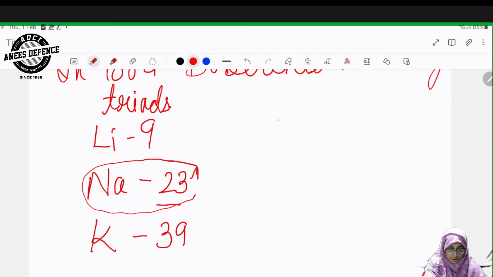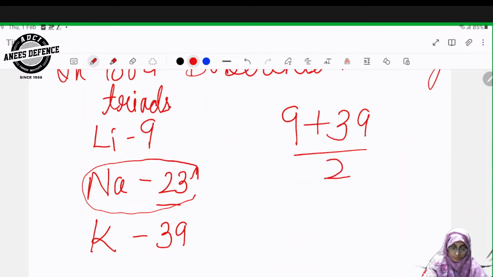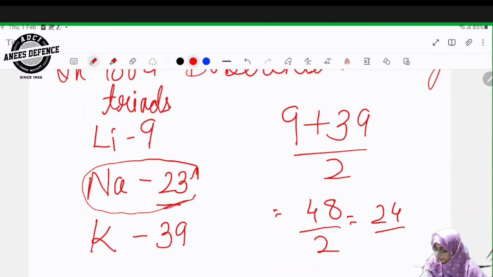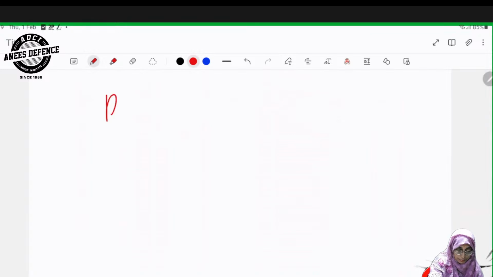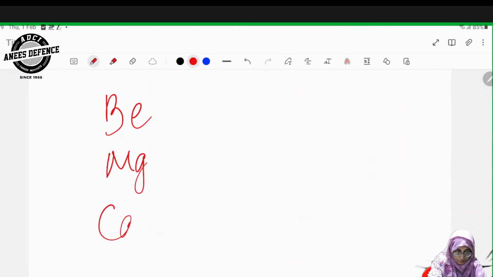Let's calculate the arithmetic mean of the first and third: 9 plus 39 upon 2. What will it be? 24. It is almost the same. So he grouped like this. In the same way he grouped beryllium, magnesium and calcium. The atomic number of beryllium is 9, magnesium is 24, and calcium is 20.